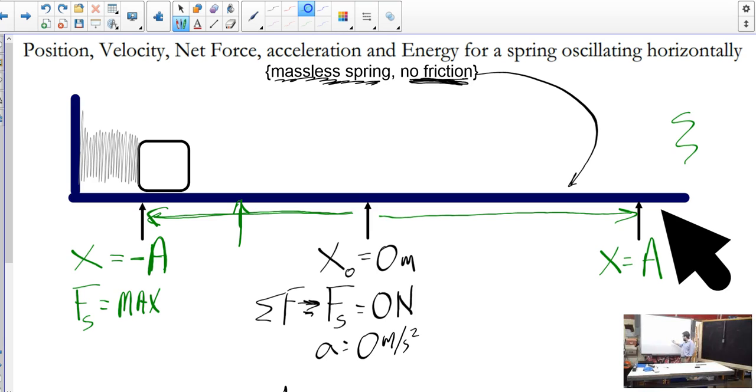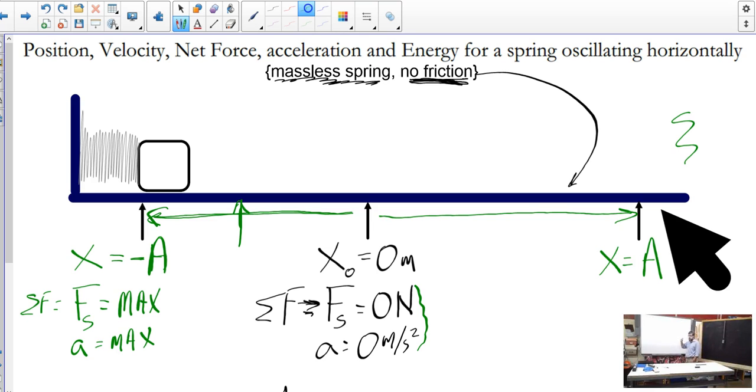Well, wait a second. Let's keep the same logic we had over here. If the net force is 0, and so acceleration has to be 0, then what about if the net force, remember, spring, it's also the net force in this case. If the net force is at a maximum, it would stand to reason that acceleration will also be at its maximum out here.